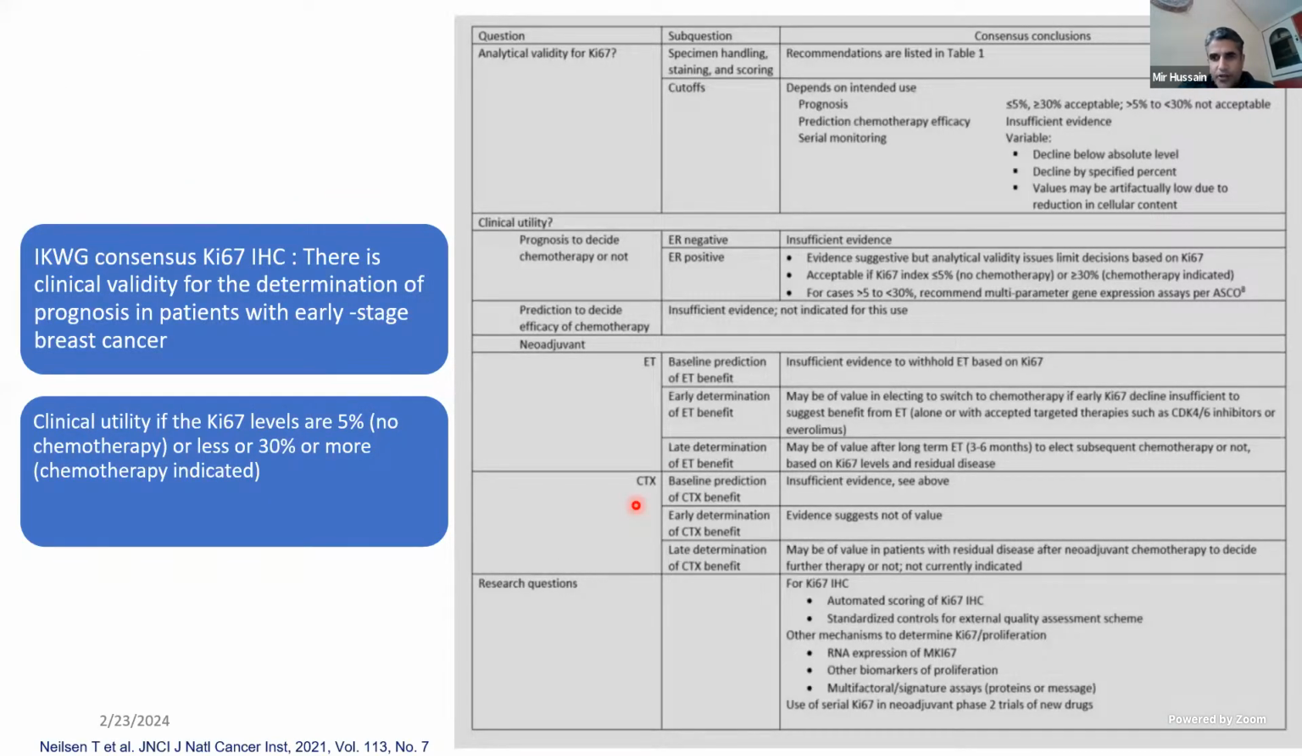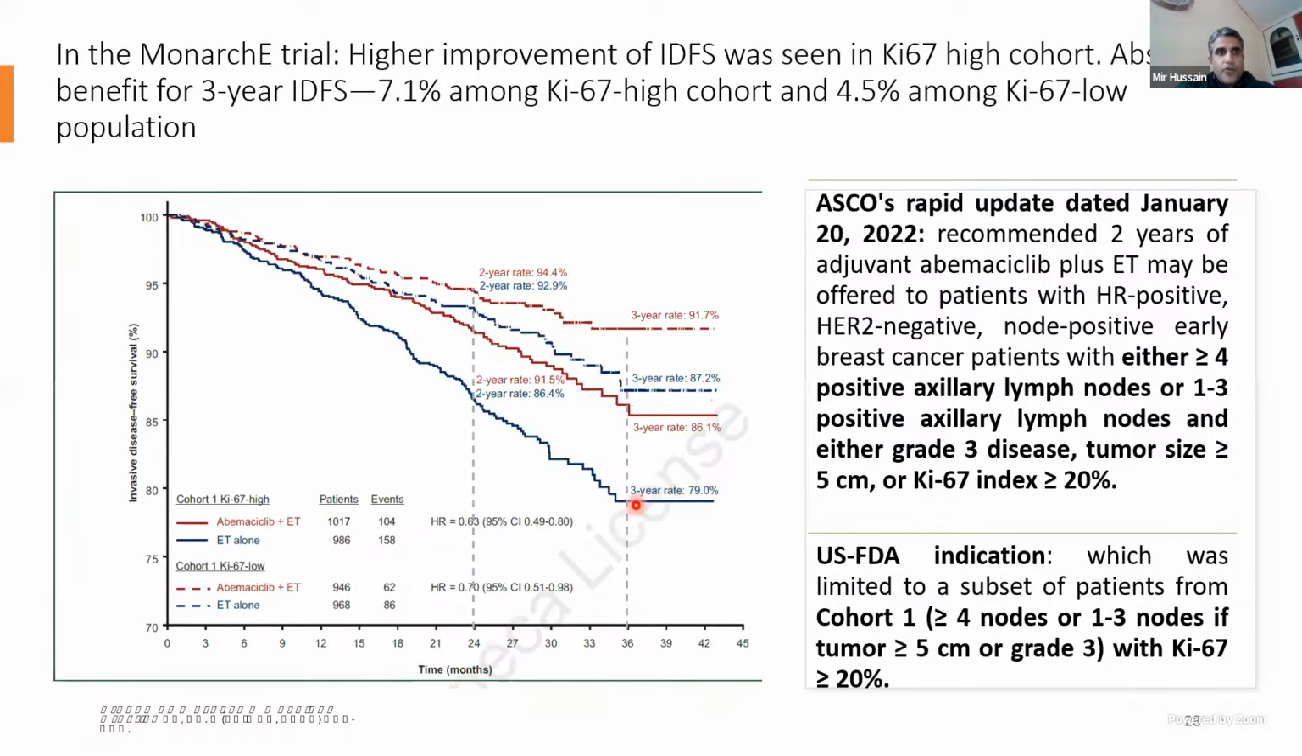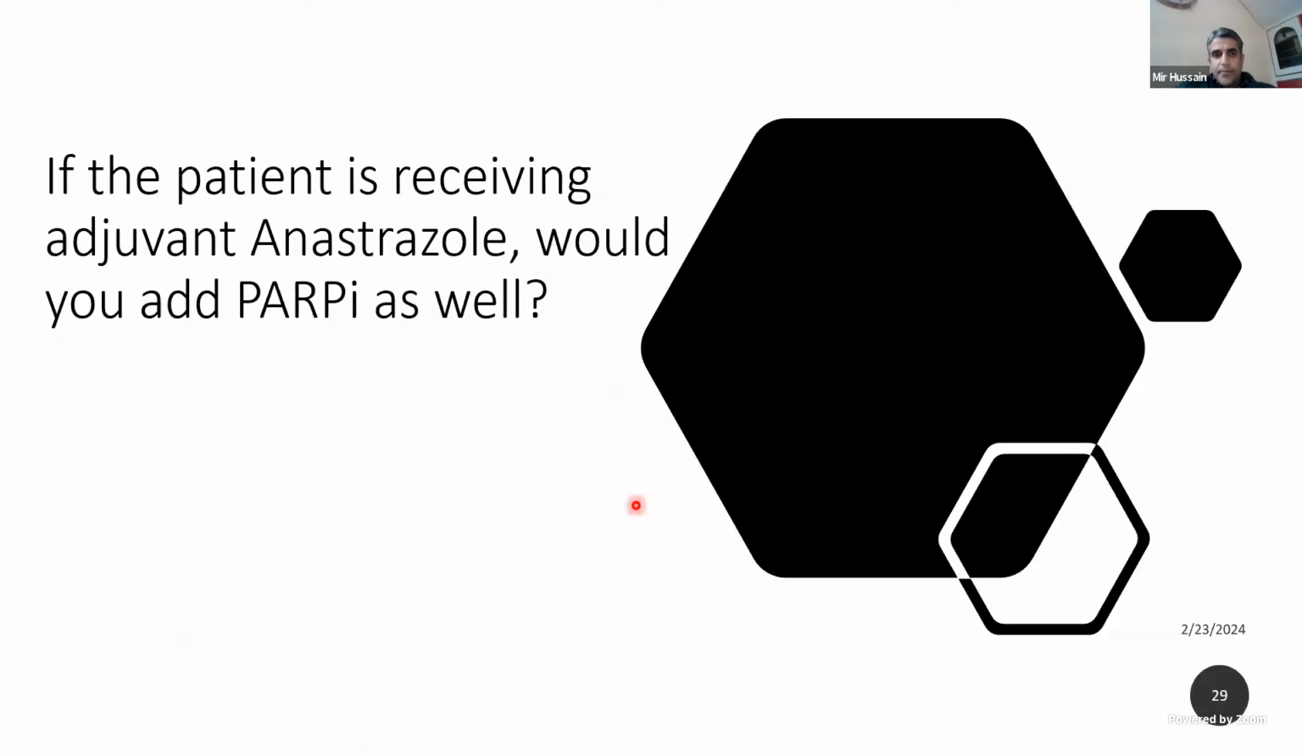It has just a prognostic significance. It will not dictate what treatment we give. So these are the results of the Monarch trial, where it shows that those who are ER/PR positive and a subset of patients who are high risk, more than 4 nodes or more than 5 centimeters, high grade, high Ki-67, they benefit with the maintenance abemaciclib along with the endocrine therapy.